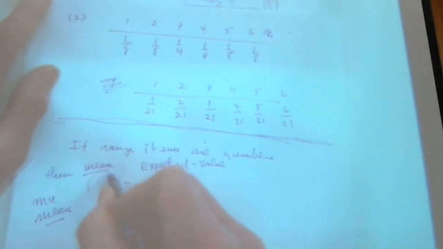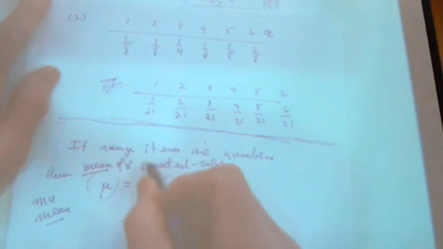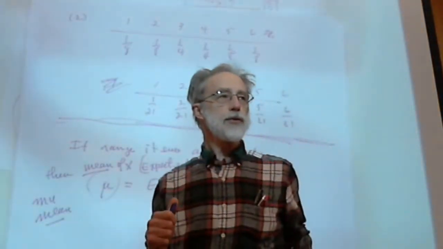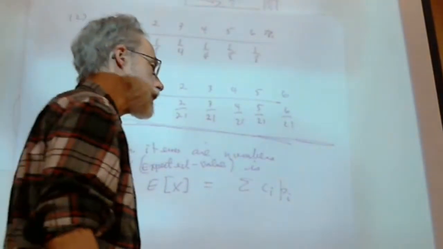And this is the mean mu, right? Greek letter mu. This is the mean. And you just cross multiply the range and the probabilities. So what is the mean? What does the mean mean? It's the center of gravity, right? It's the center of gravity of your picture on the horizontal axis.